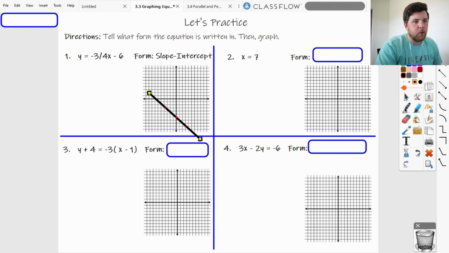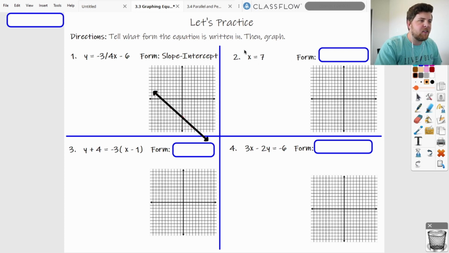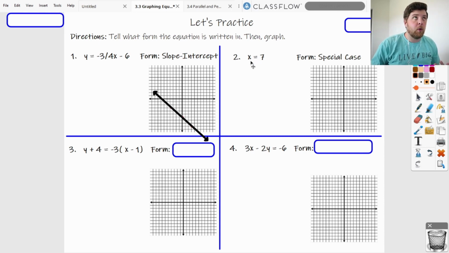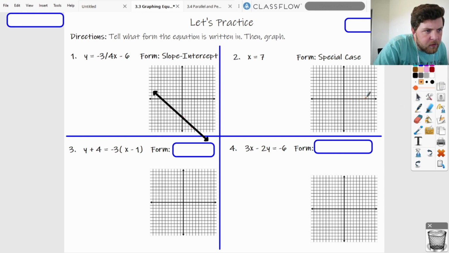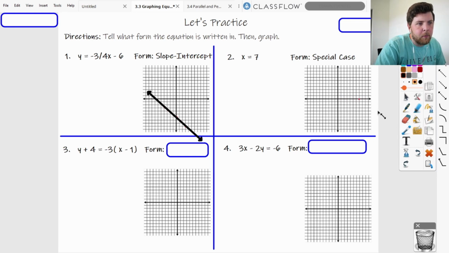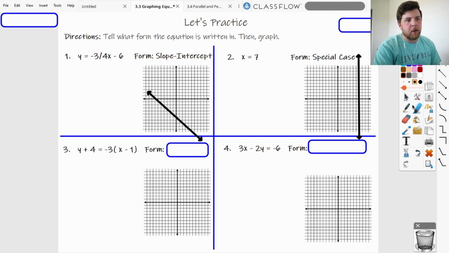Looking at number 2, what form do we think x equals 7 is? Well, that is one of our special cases because it's just x equals a number. Because it's x, I think of hoi or vux. Vux is vertical, undefined, x equals. So it's going to be a vertical line going through 7. I'll go 1, 2, 3, 4, 5, 6, 7, and then it will be a vertical line going through that one.